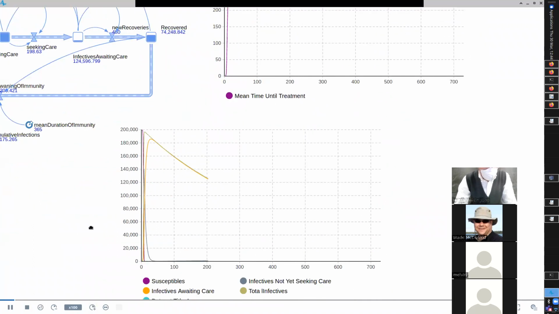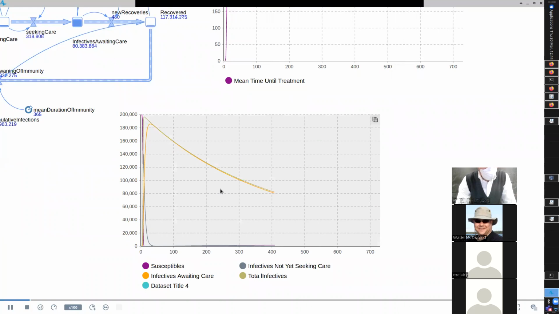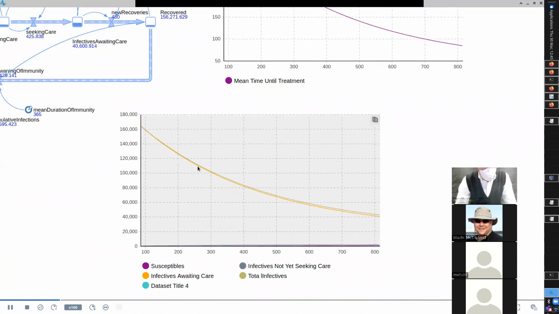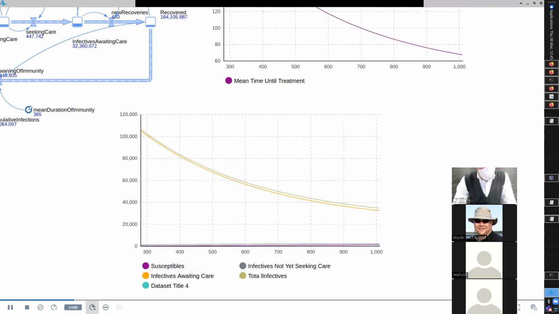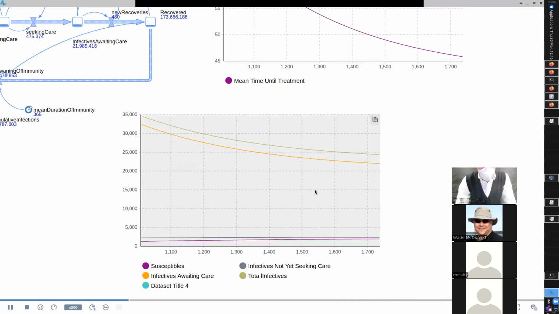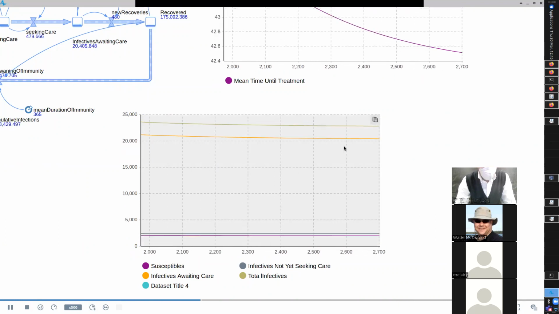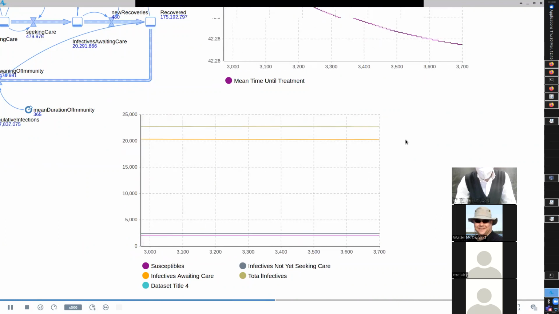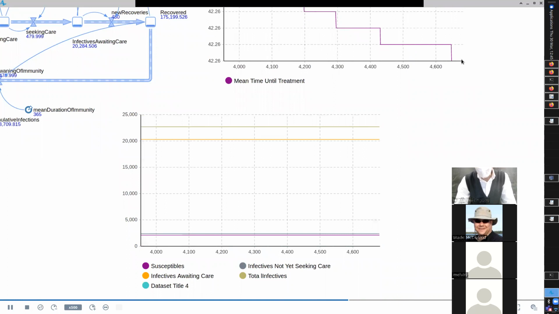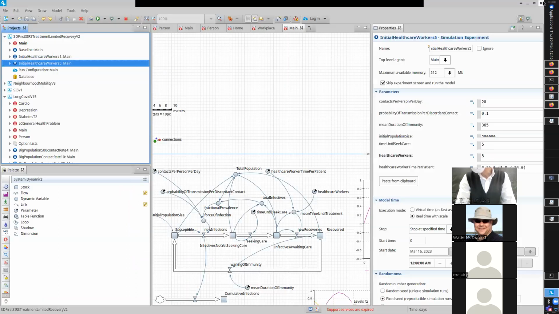And once again, we're going to see that people get infected. There's a lot of people waiting for a long time, but it ends up coming down to a similar value. Okay. We have these 2 different modes depending on the number of healthcare workers there are.